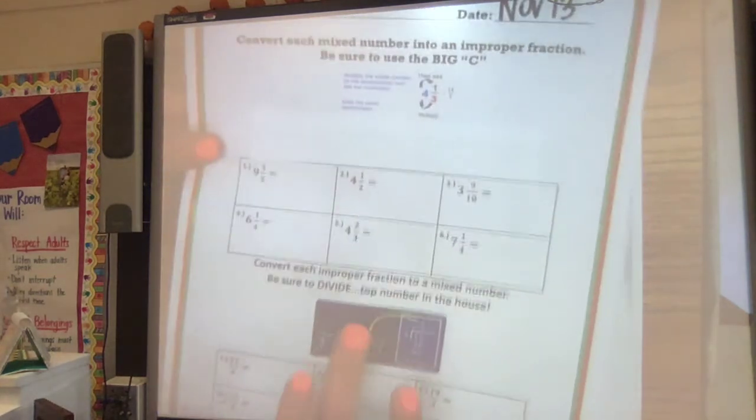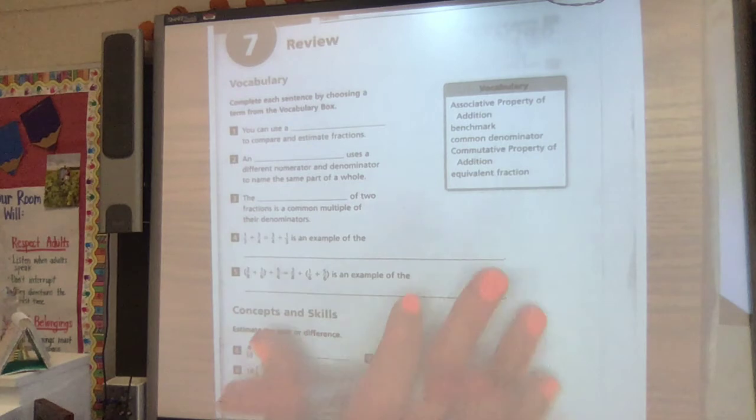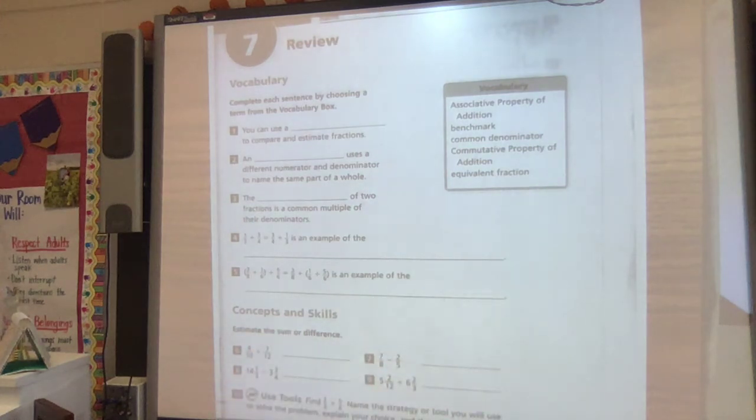So we're going to discuss this, but these pages in the book, that's going to be our lesson for today. So make sure you're on page 175 so we can go over this together before you do your classwork for today.